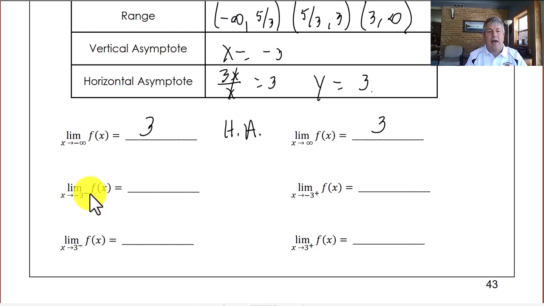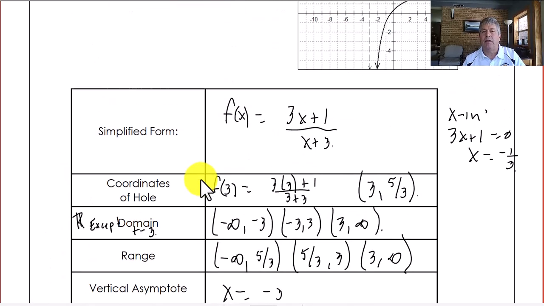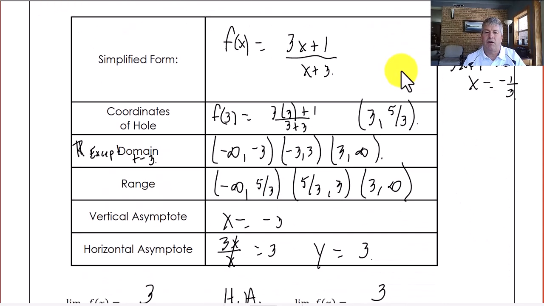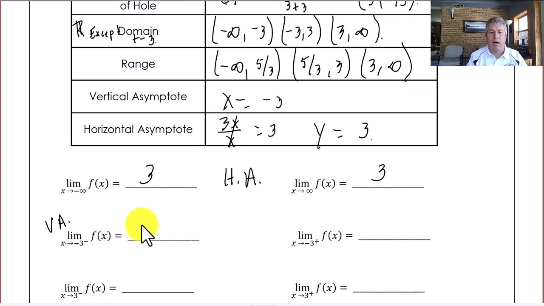The limit as x approaches -3 from the left, so we're approaching our vertical asymptote of -3 from the left-hand side, and we can see that in our graph. As x approaches -3 from the left, we're heading up to positive infinity, and as x approaches -3 from the right-hand side, that graph is going down. We're going to negative infinity.